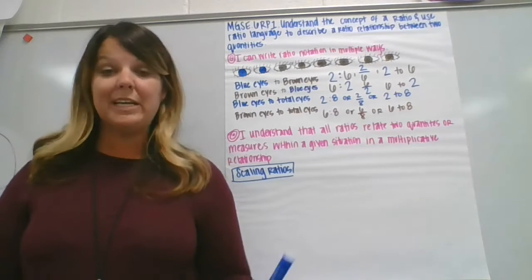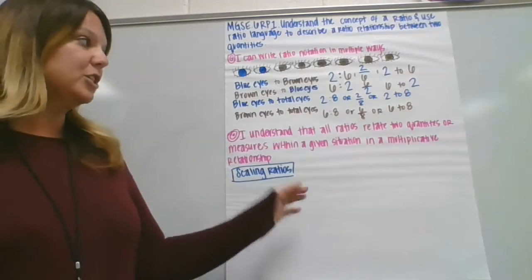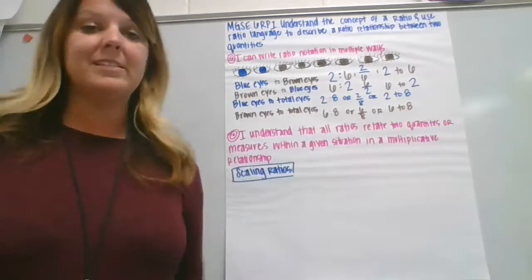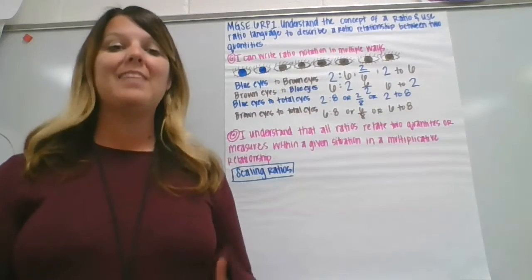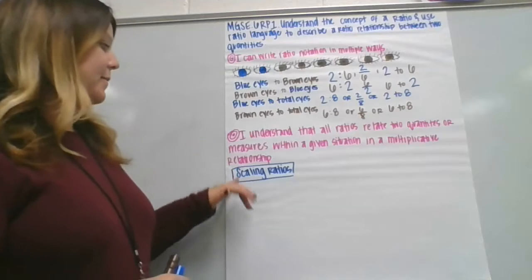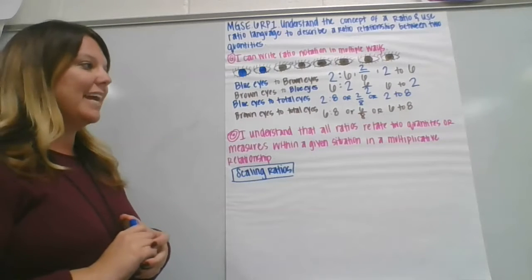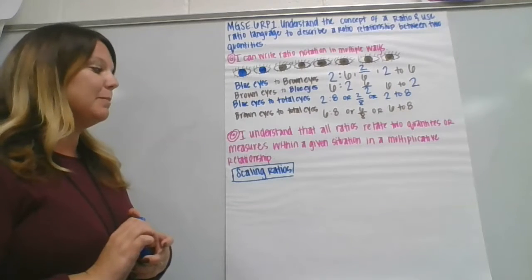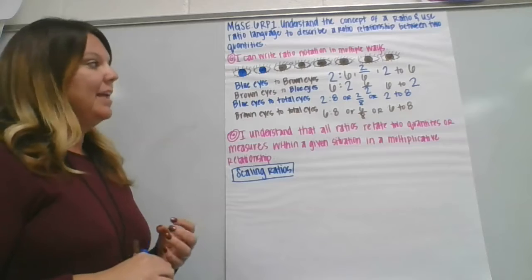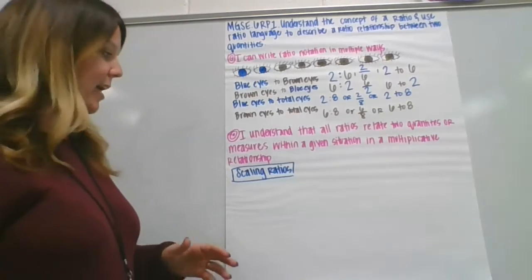All right, so basically not a difficult concept at all, just a matter of understanding that ratios can be expressed 3 different ways: with a fraction bar, a colon, or simply with the word "to." When we say a ratio, we typically say the word "to." We can also understand that all ratios relate to quantities or measures within a given situation in a multiplicative relationship. This basically means that ratios can be scaled.